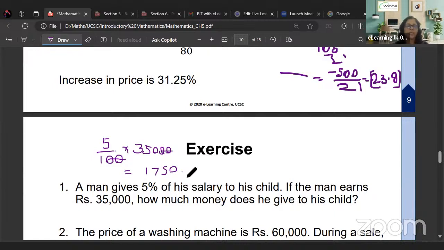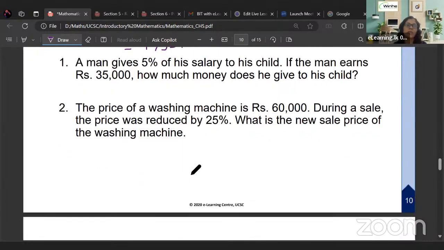The answer is 70. Sorry, 1,750. Right? So that man is giving 1,750 to his child. Now the next one: the price of a washing machine is 60,000. During a sale, the price was reduced by 25%. What is the new sale price of the washing machine?